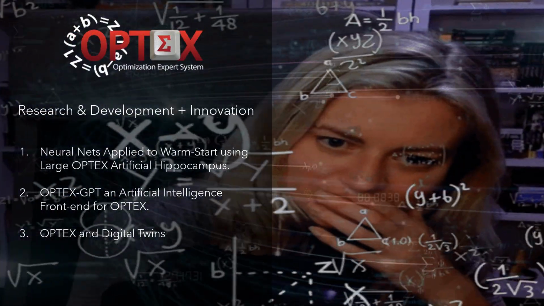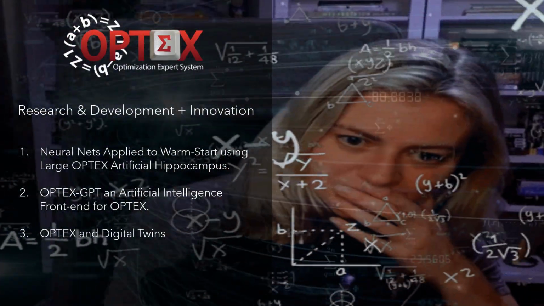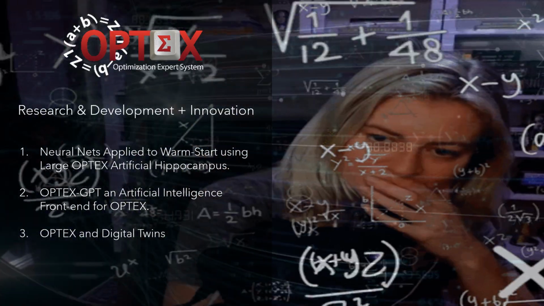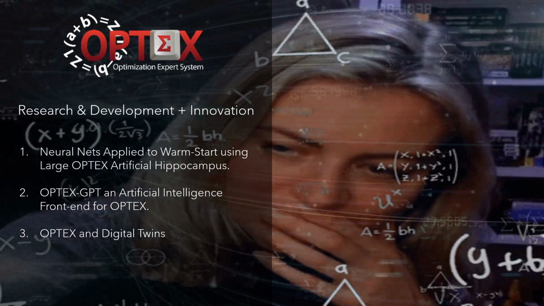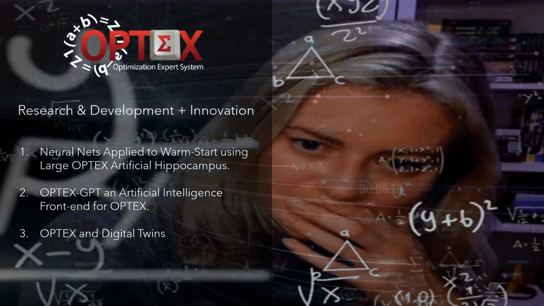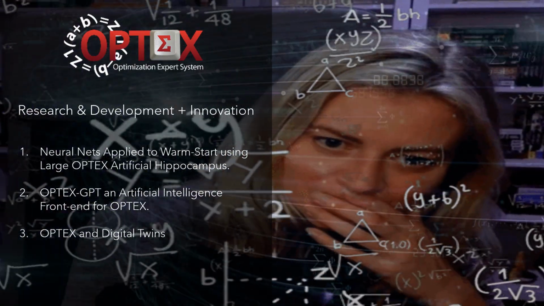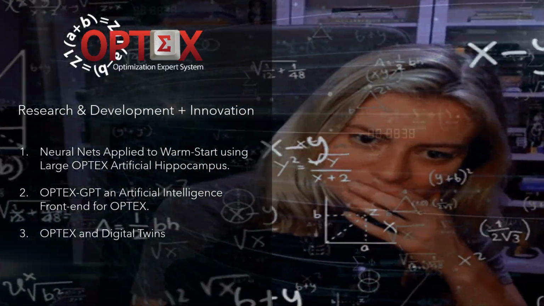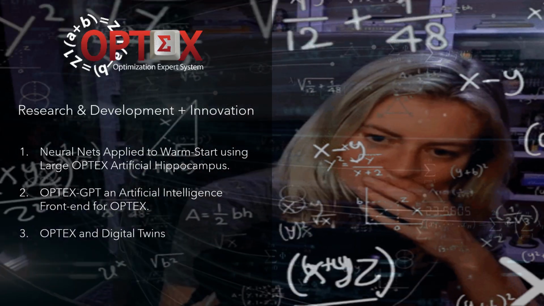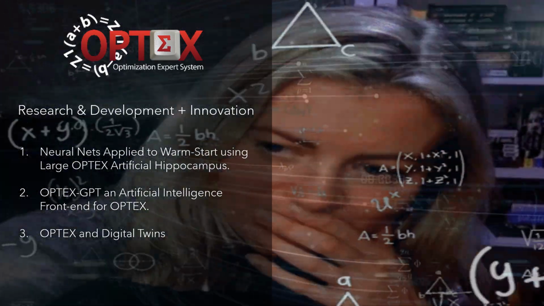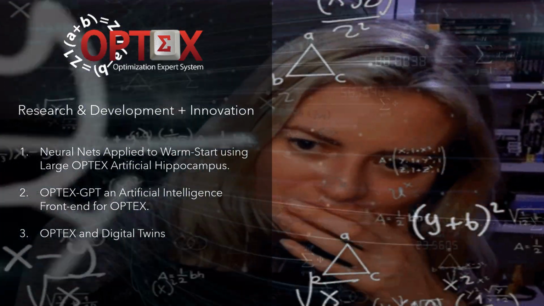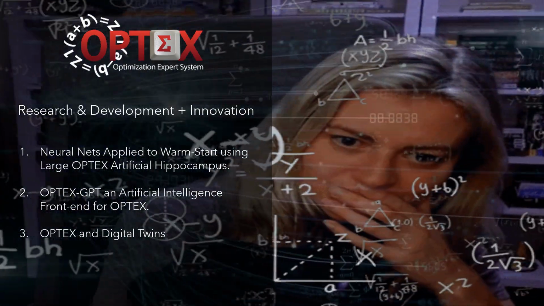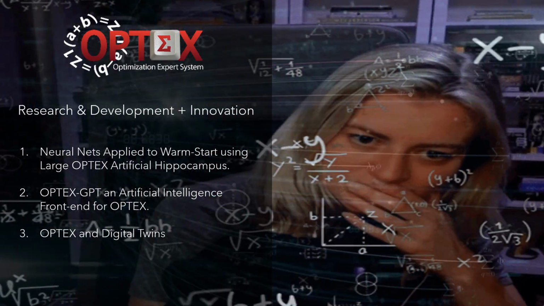OPTEX, Research and Development plus Innovation. The R&D plus Innovation projects carried out by HYPOTHALAMUS Artificial Intelligence are neural nets applied to warm start using large OPTEX Artificial Hippocampus, OPTEX-GPT, an artificial intelligence front-end for OPTEX, and OPTEX and digital twins. The first two focus on the incorporation of artificial intelligence in the management of the artificial hippocampus, and the AI end-user interface. The third is to upgrade OPTEX's visualization capabilities by linking them with digital twin platforms.